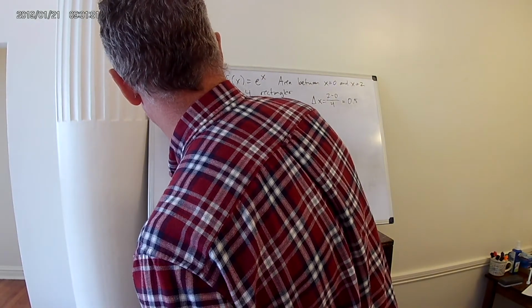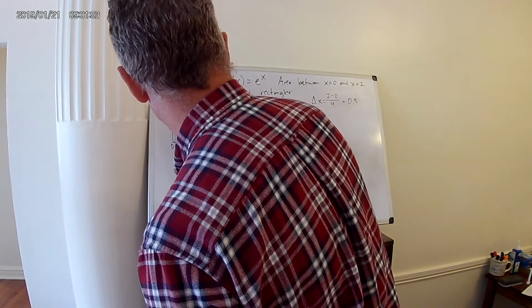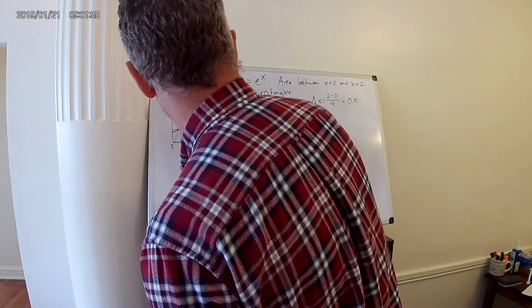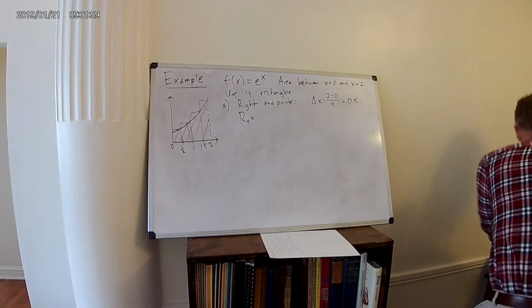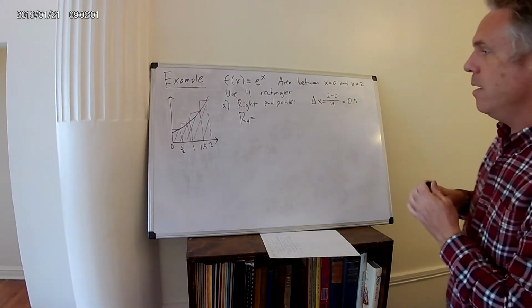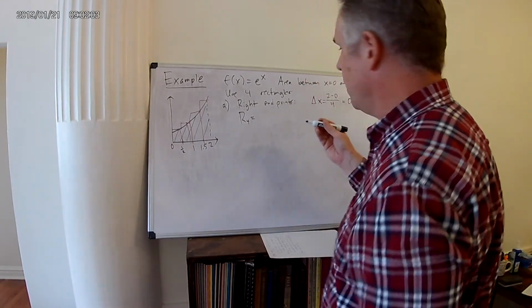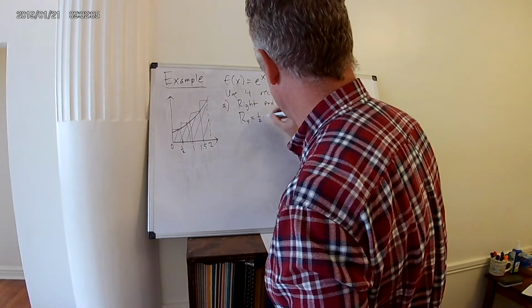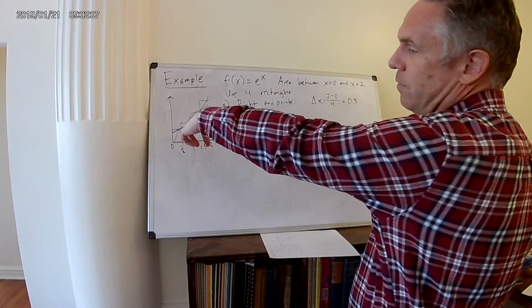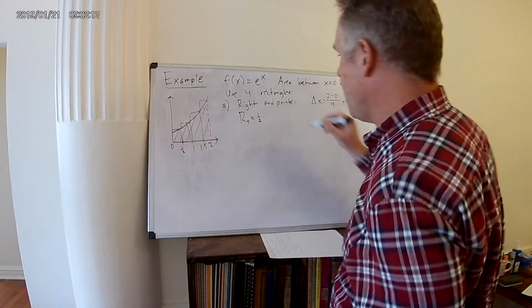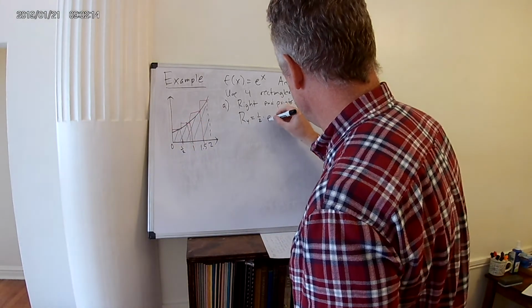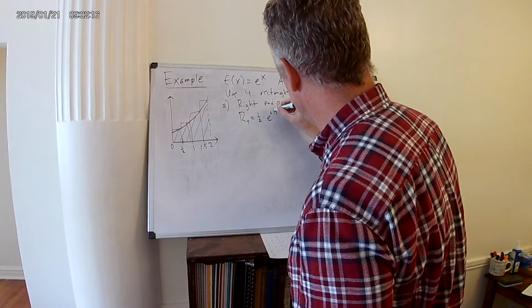That's one rectangle, then we get that rectangle. Oops, that came a little bit off. Then we get this rectangle, and finally this rectangle. So we have our 4 rectangles. We're going to estimate the area here. The first rectangle has a width of 1/2 times a height. What's the height of this rectangle? It's the function evaluated at x equals 1/2. So this is e to the 1/2, or 0.5 power.